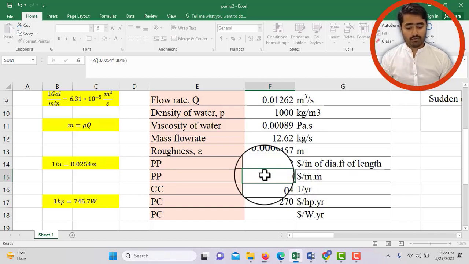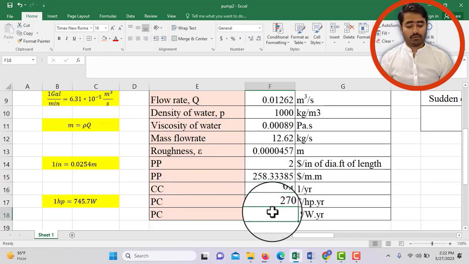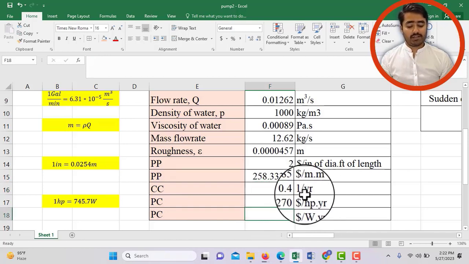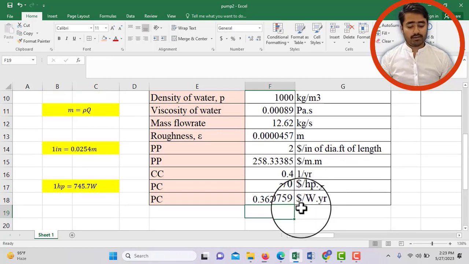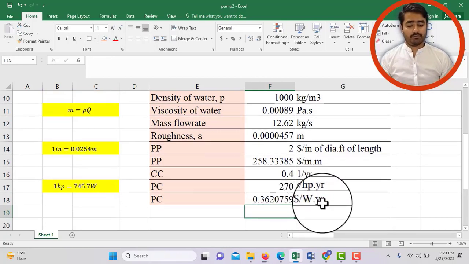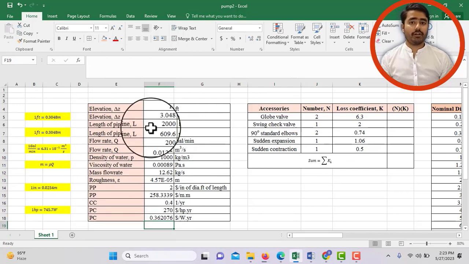0.3048. I need the CC in 1 per year units, and as you know, we have to convert this HP into watts. So I will divide this factor by 745.7. So I will get the answer in dollar per watt into year. So this is my given information. I will utilize this information in the mathematical correlations.